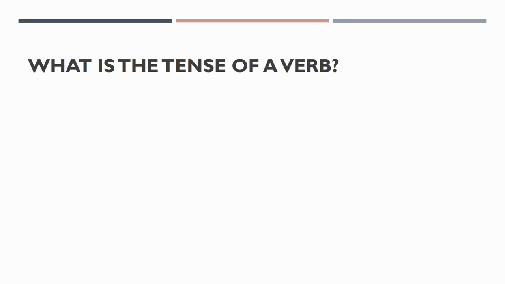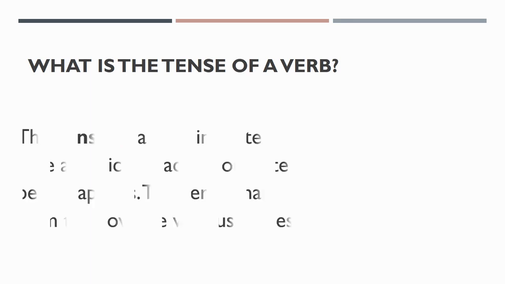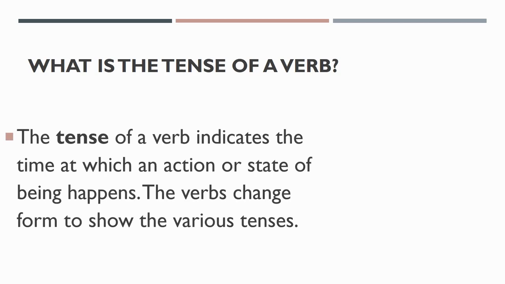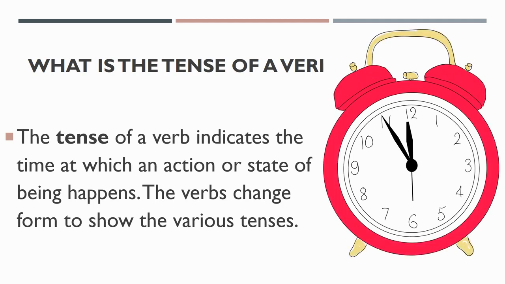Let's get into today's lesson. What is the tense of a verb? I wonder, do you remember? Let's read. The tense of a verb indicates the time at which an action or state of being happens. The verbs change form to show the various tenses. So as we go through the lesson, you're going to see that based on the tense, the verb changes. Alright? Let's go on.